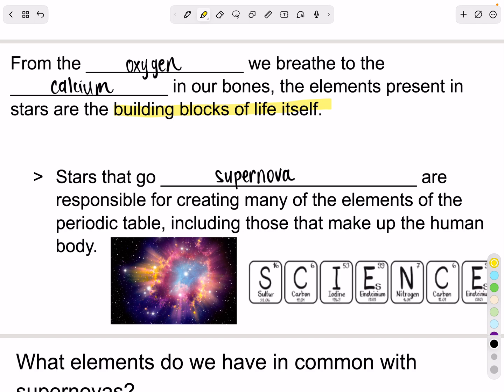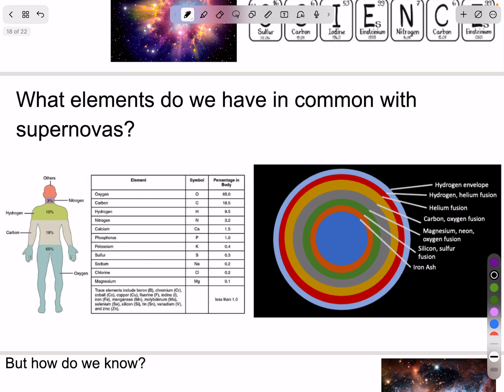So when a star goes supernova, that's going to be that big explosion. That marks the death of a star. And they're responsible for creating the elements of the periodic table. And all of these elements of the periodic table are included in the ones that make up our human body. And so it's a really cool question. What elements do we have in common with supernovas?